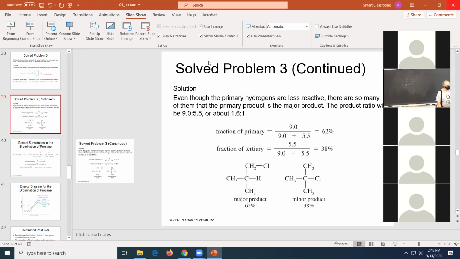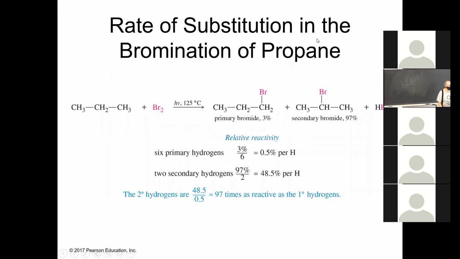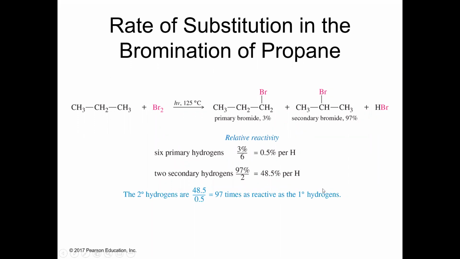Okay, so we have about 2 minutes remaining. I'll go ahead and wrap this up in the next couple slides. Okay, so for propane, we get 97% of the secondary and only 3% of the primary, the one bromopropane.